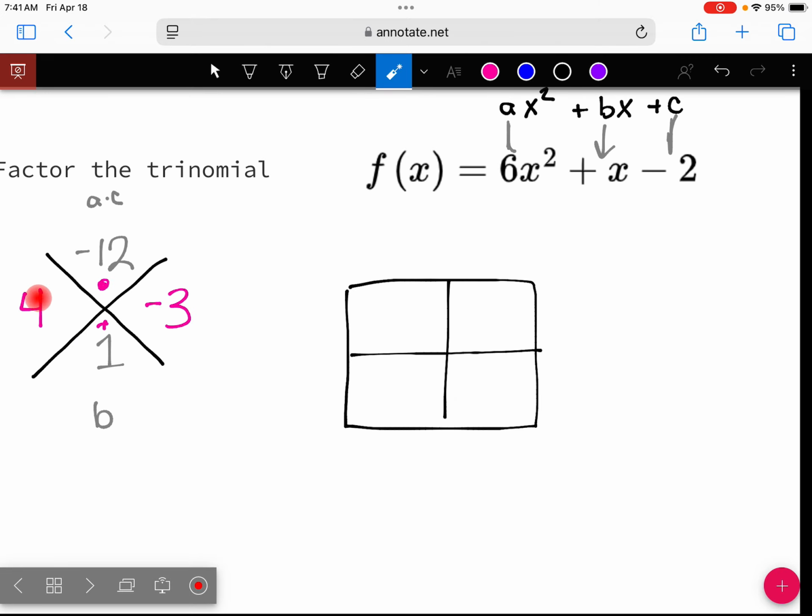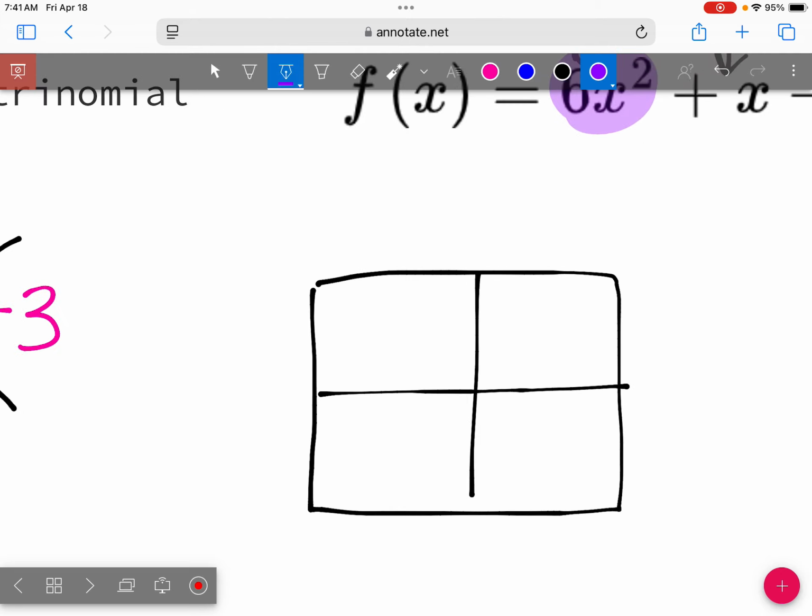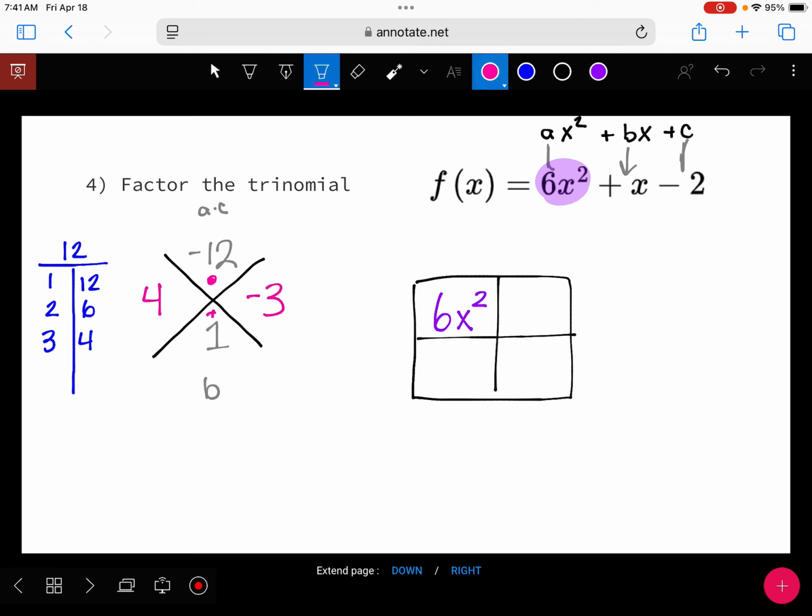So from here, we cannot just go straight into our factors. We have to use the box. So we're going to put in the top left box the 6x squared. This guy goes top left. The -2 goes in the box as well. That is our bottom right piece. Those two pieces, it does matter where they go. They need to go top left, bottom right.